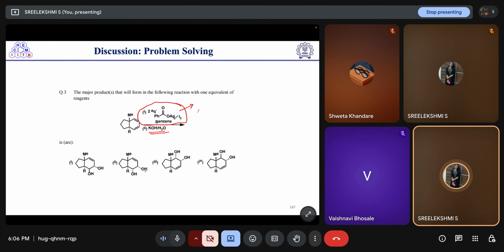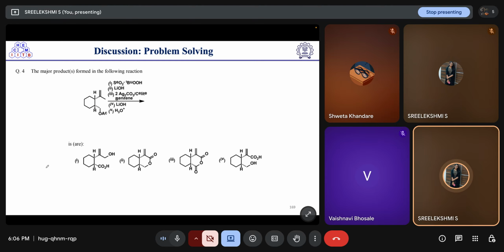So the correct answer would be option 1. In this one, a cis-diol is forming, but no water is there. In this one, a cis-diol, but this alkene is reacting, which is sterically not accessible. And in the last product, an anti diol is forming, but again this alkene is reacting. That is also not possible. So the only option is answer 1. Option 1 is the answer. Is it clear? Okay.